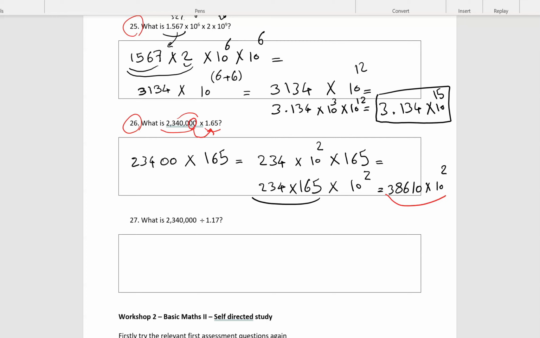And then if you want to write it as a scientific one, 3.861. How many digits did we move to the left? 4. 10 to the power of 4, to the power of 2, so 3.861 times 10, 2 plus 4, to the power of 6. 10 to the power of 6.